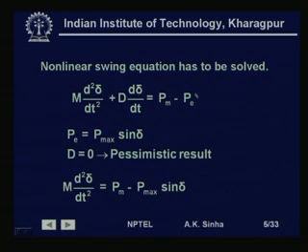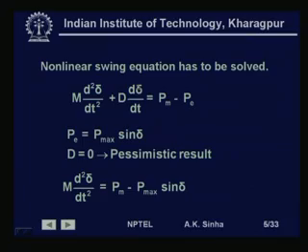Now we know that Pe is equal to P max sine delta. This is what introduces the nonlinearity in this swing equation. Now most of the time, when we are doing this analysis, since it is going to be a very complex analysis, we try to make certain assumptions to simplify the problem at hand.